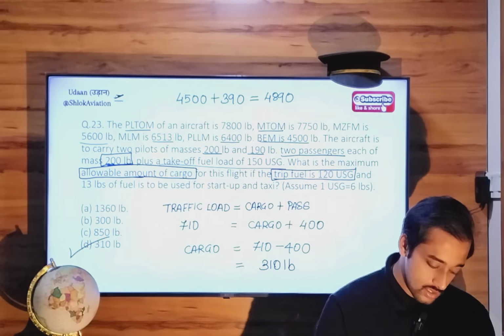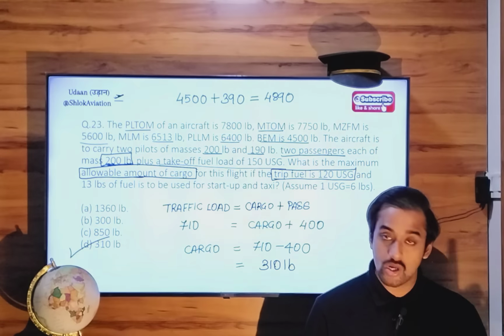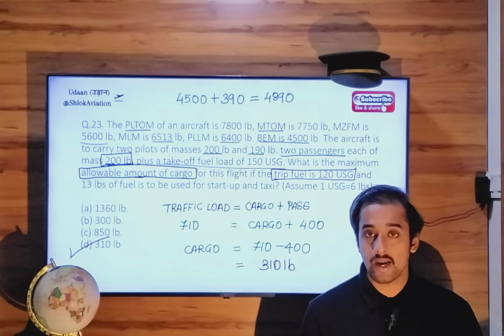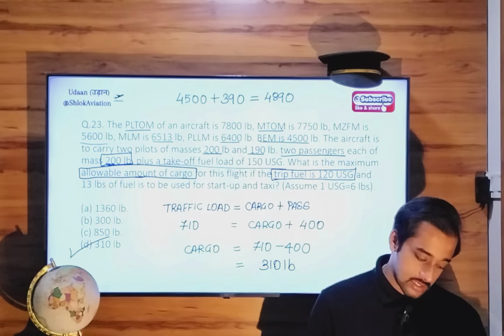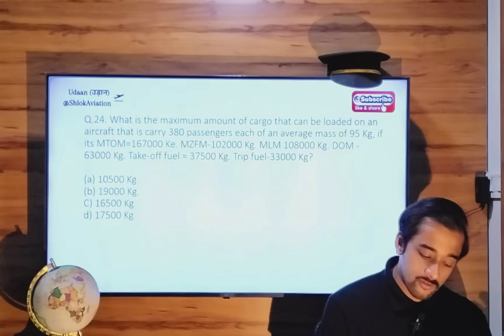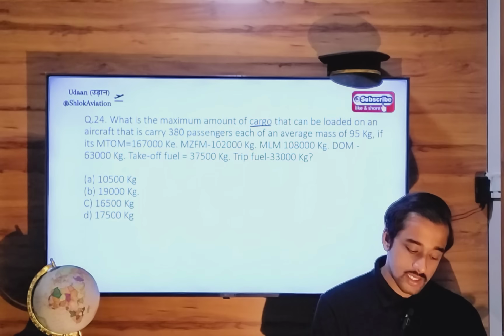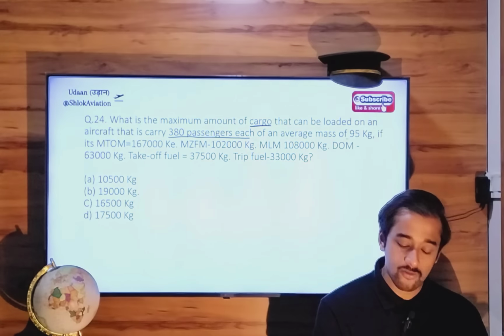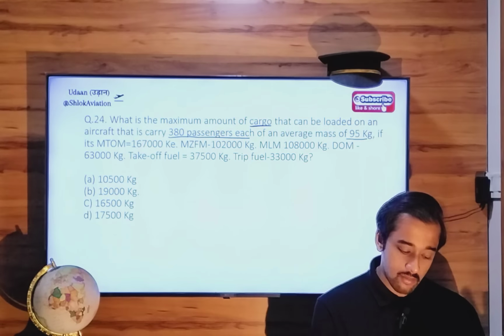So this is how you have to do this sum. Read the question carefully to see if they have asked you to find cargo or passenger load or both. Okay. Next question 24. Again a similar question. What is the amount of cargo that can be loaded on your aircraft which has 380 passengers each of 95 kg? Takeoff mass, zero fuel mass, landing mass, DOM.